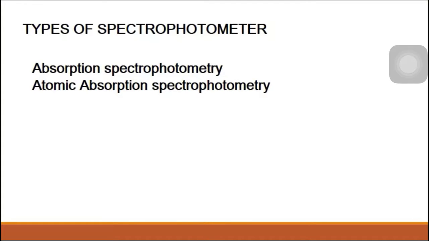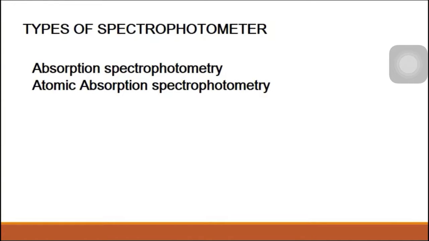Of course, for AAS, we have its components. It needs a light source, specifically a hollow cathode lamp. The flame is produced by the burner head. We also have the monochromator, again under AAS, and the photodetector, specifically the photomultiplier tube.